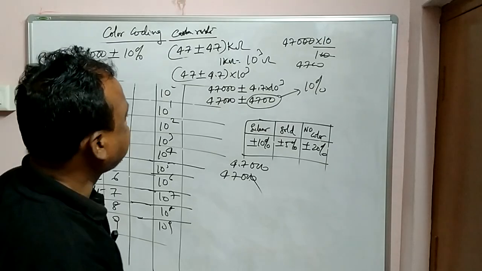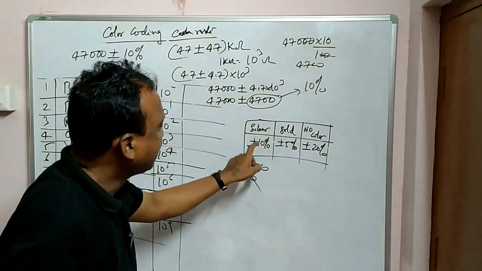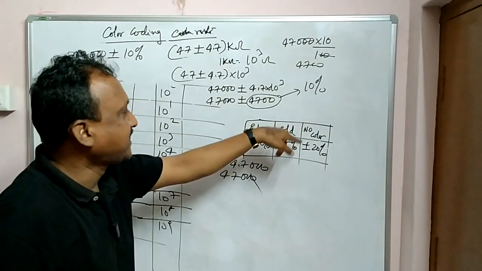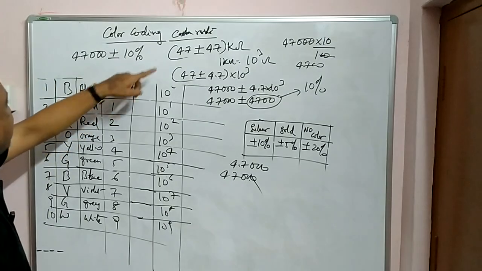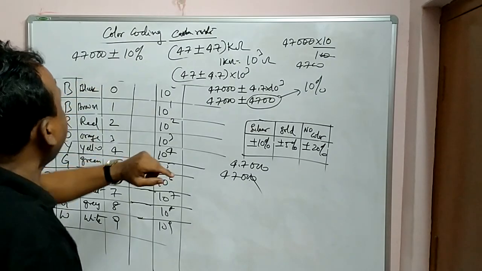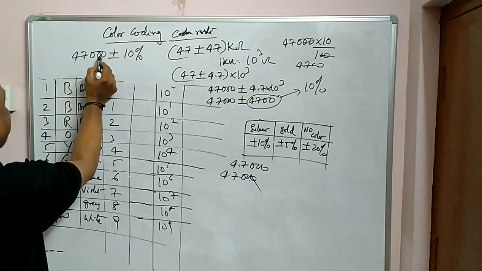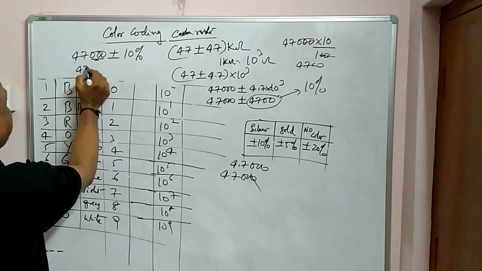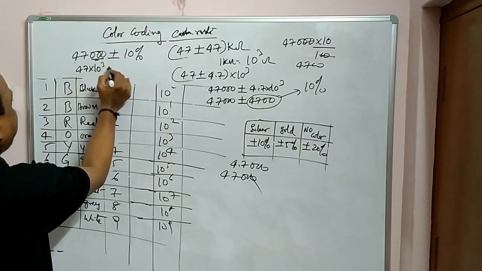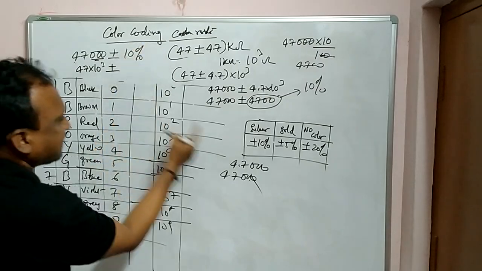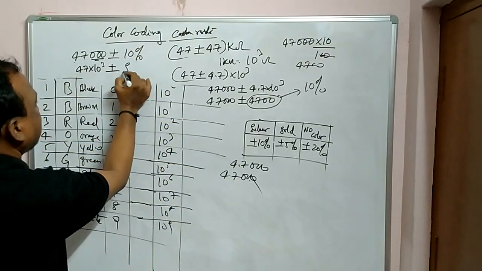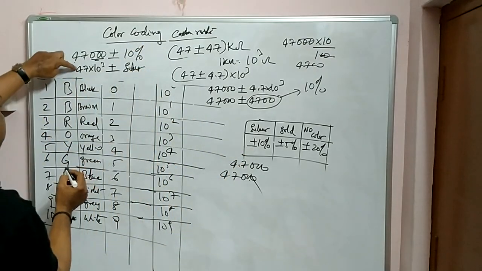What does this plus or minus 10% mean? Come to here, silver. What is 10%? Silver. So this is what silver means. Also look at this once, 47 and this is 3. So I write it as 47 into 10 cube plus minus 10%, which means silver. So what is 4 from this one?